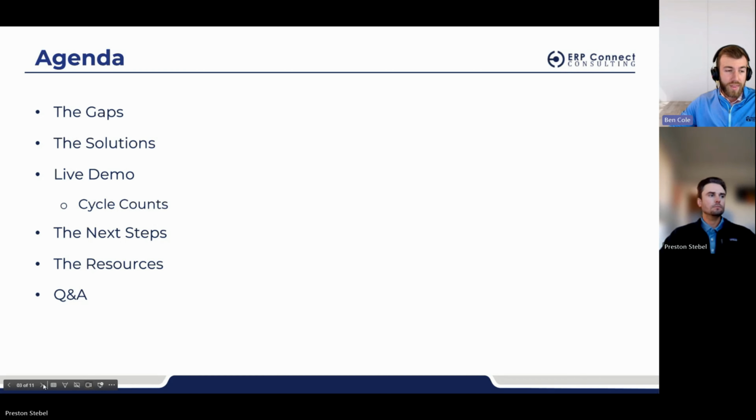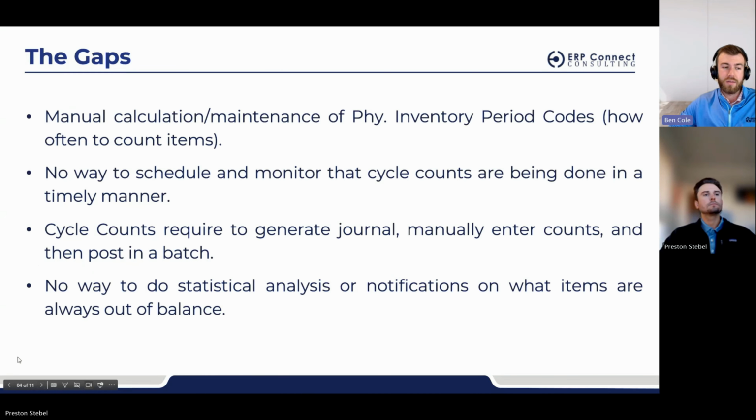So with that, what are some of the gaps that exist in Business Central today? Namely, we have four. The first being how manual it is to both calculate and maintain those physical inventory codes, right? Period codes, how often we're counting those items. It's a manual process in Business Central today. We're going to make it a little bit easier. The second is that there's not really an easy way to both schedule and monitor that cycle counts are being done in a timely manner or on a regular fashion, right? So we're going to have some additional things that help you manage this.